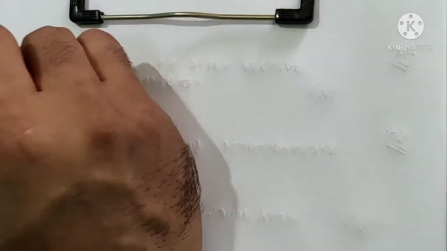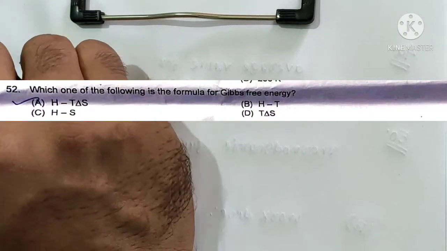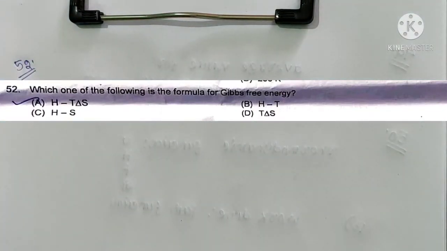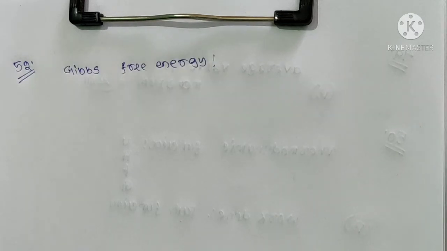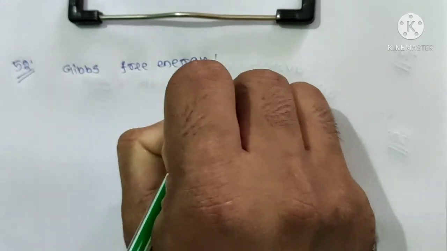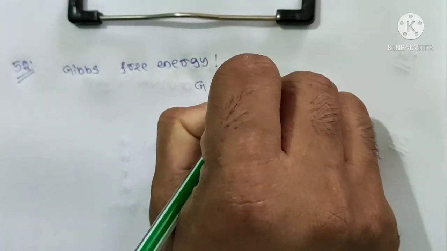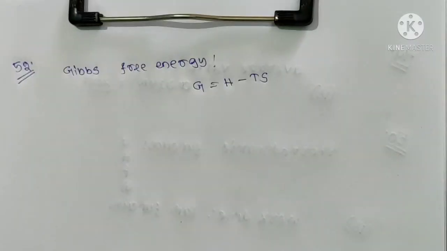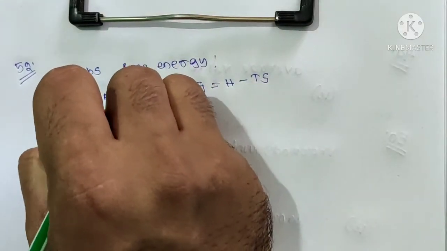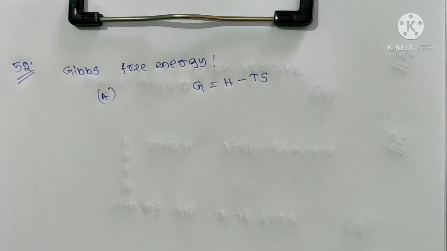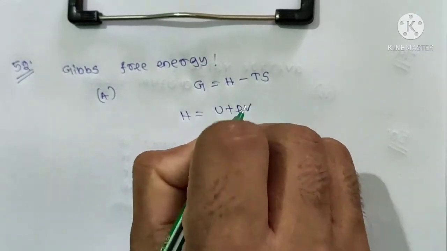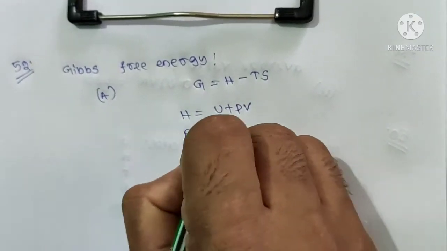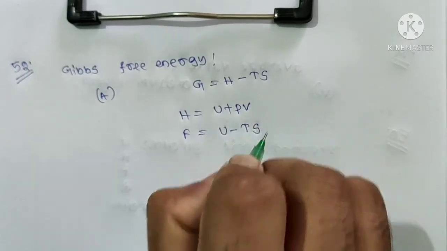Question number 52. Which one of the following is the formula for Gibbs free energy? देखो, गिब्स फ्री एनर्जी का फॉर्मूला देखो, जैसे कि हमें पता है G इक्वल टू H माइनस टी एस. सो आवर करेक्ट ऑप्शन विल बी ऑप्शन A. बट देखो, और जो फॉर्मूला है ना वो याद रख लेना, जैसे कि एंथैल्पी इक्वल टू U प्लस पी वी, F इक्वल टू U माइनस टी एस.